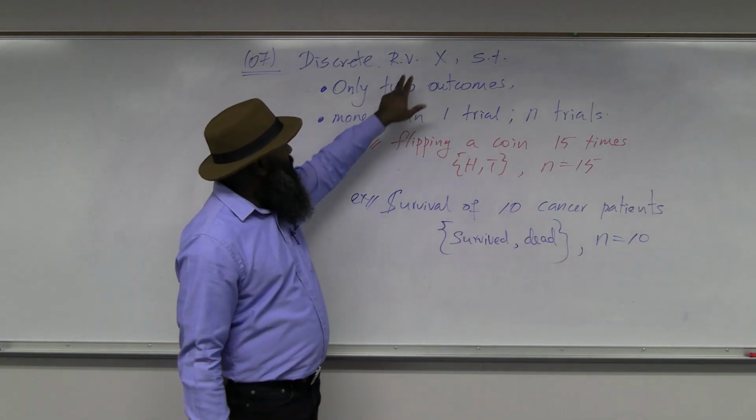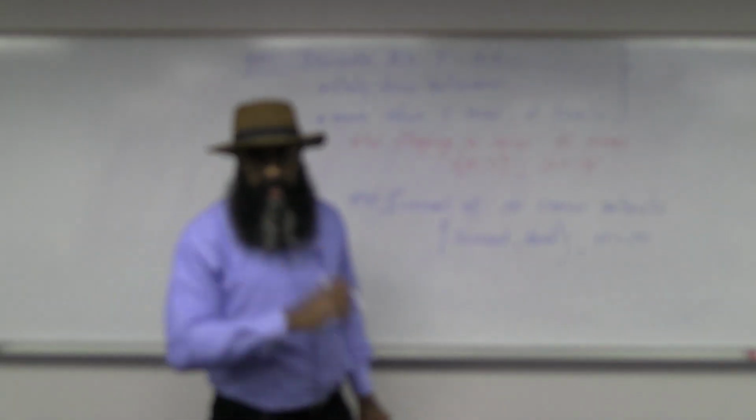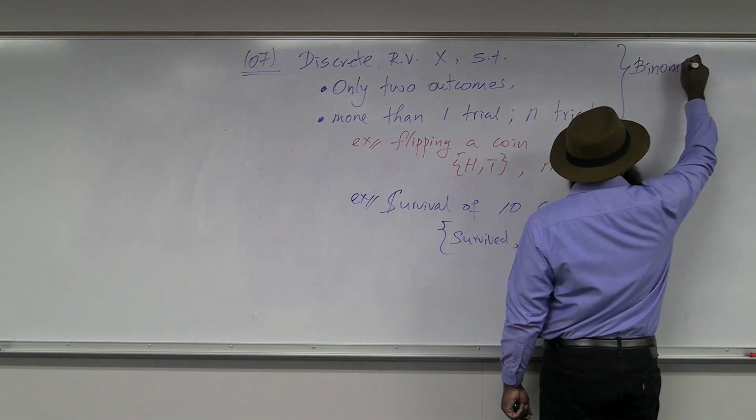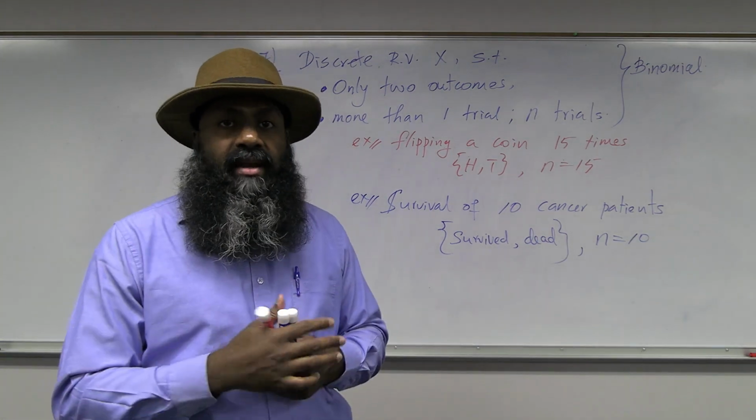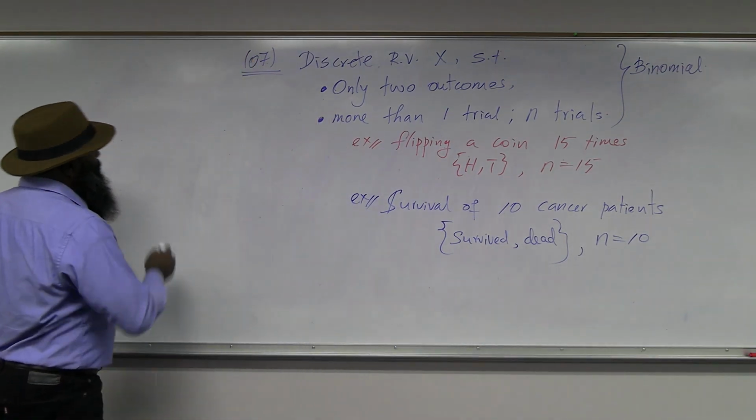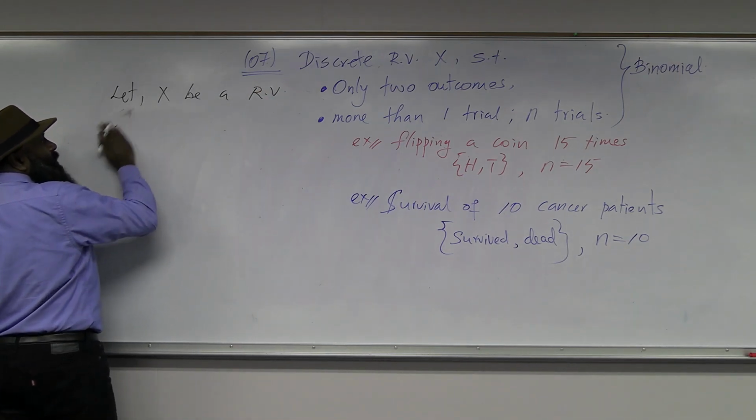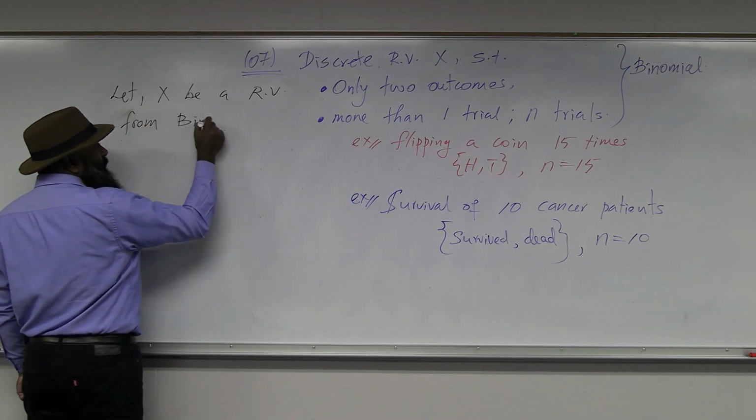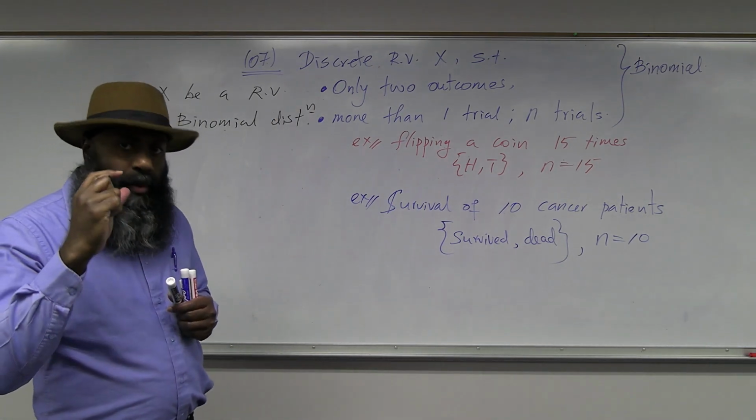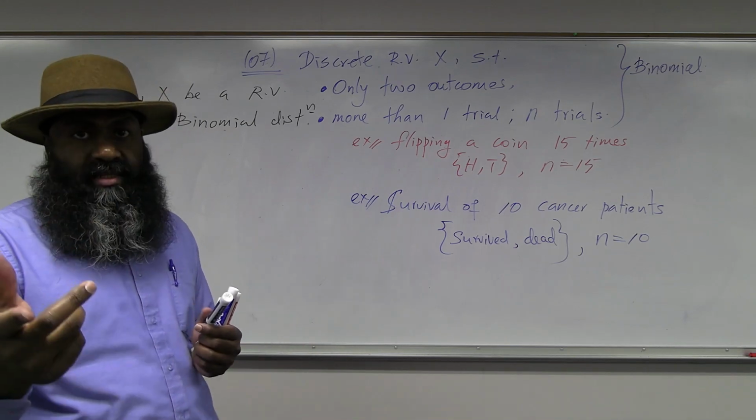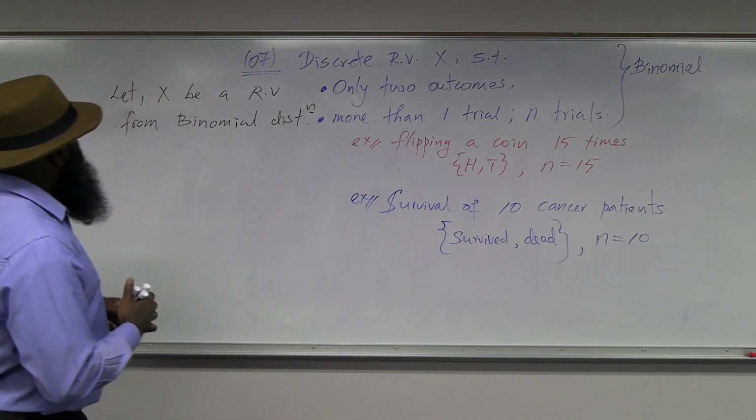The discrete random variable x, such that only two outcomes and more than one trial are allowed, will be modeled as binomial distribution. Okay. So, what are the standard notations and what are the mean and standard deviations and how to find the probabilities? For that, I will let x be a random variable which follows the binomial distribution. I will have a probability of success and the number of trials. So the binomial distribution actually has two parameters, p and n. Okay. So I will write down those two parameters.